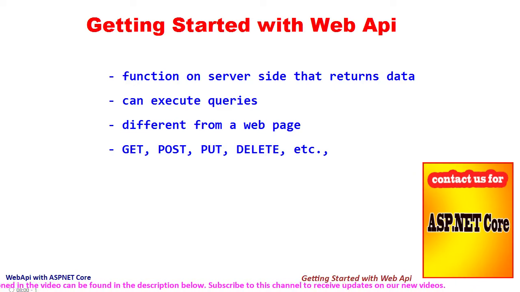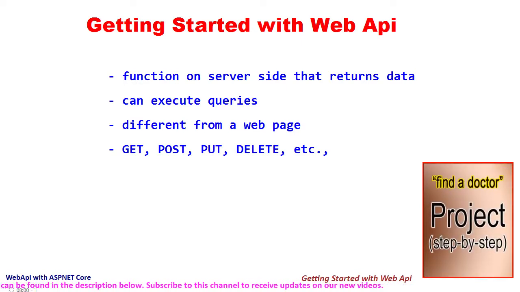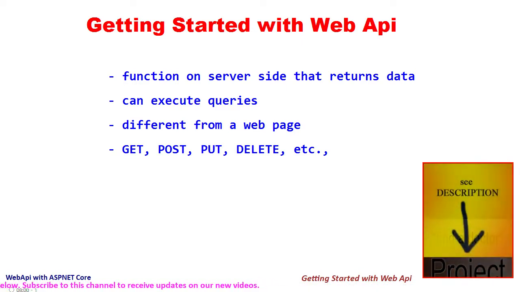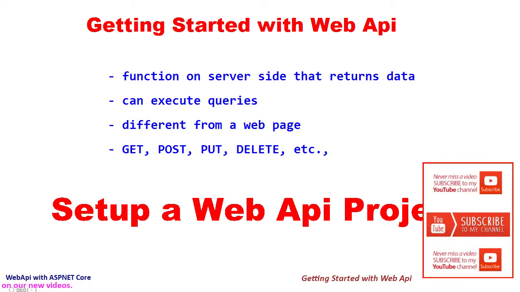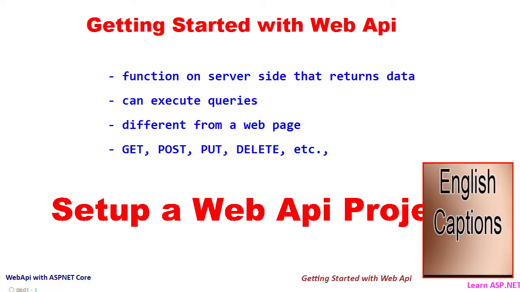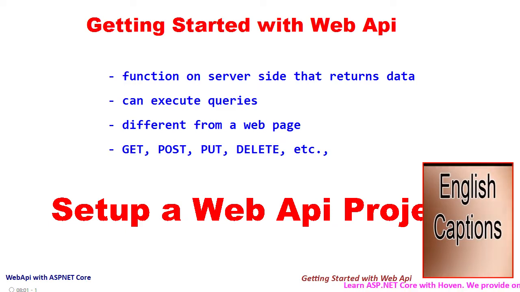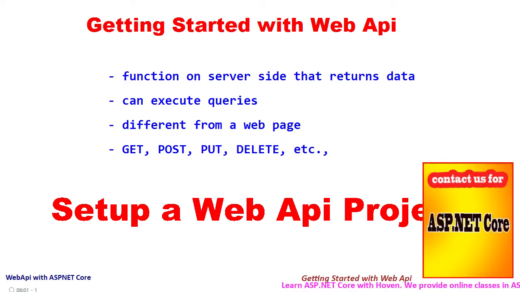A web API can accept parameters also. The parameters can be sent as query strings or can be sent in the body of the HTTP message. Now we shall set up a project for learning about the web API. This will be a basic setup. We shall keep adding APIs in the upcoming tutorials, but right now let us set up a simple project.